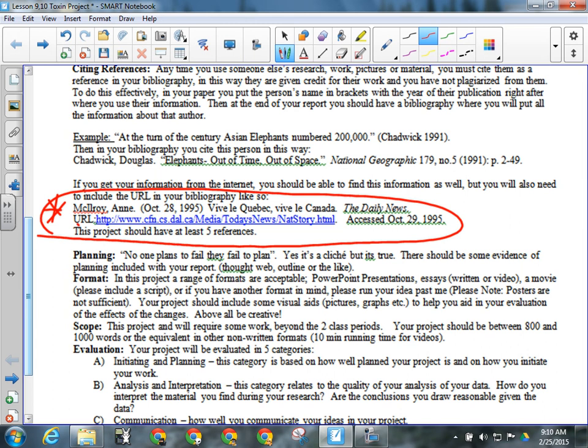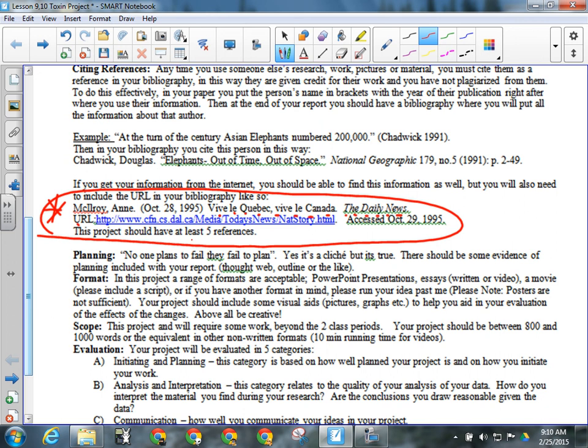Then you need the name of the article. In this case, it was Vive le Quebec, Vive le Canada. And then the name of the website was the Daily News. Then you put in the URL, www.iswearididn'tstealthis.com. And then the day you accessed it. That will obviously not be October 29th, 1995. It'll be February 25th, 2015, 20 years later. Everyone follow me on that one? So make sure it's in that format.